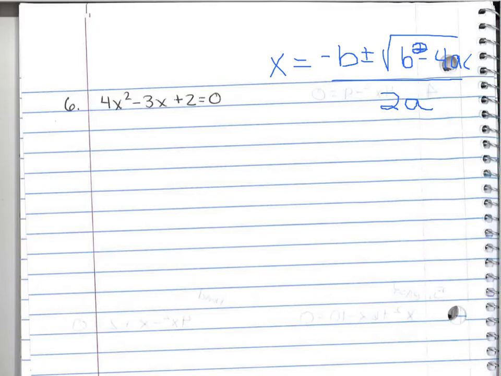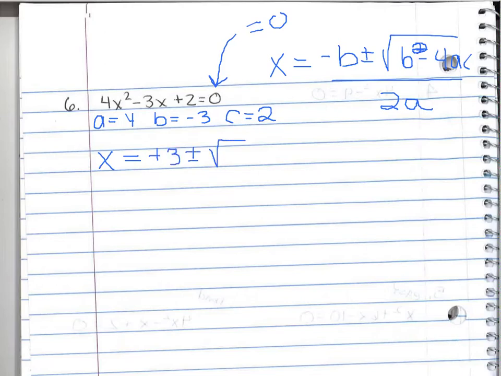So for this problem, the first thing you do is make it equal to 0. If it's not equal to 0, you can't apply the quadratic formula. After making sure it's equal to 0, your next step is to identify a, b, and c. For this problem, a is equal to 4, b is equal to negative 3, and c is equal to 2. When I fill in b, I'm always going to fill in the opposite, so the opposite of negative 3 is positive 3. When I fill in the b squared term, I'm always going to make it positive because when you square a negative, it's positive.